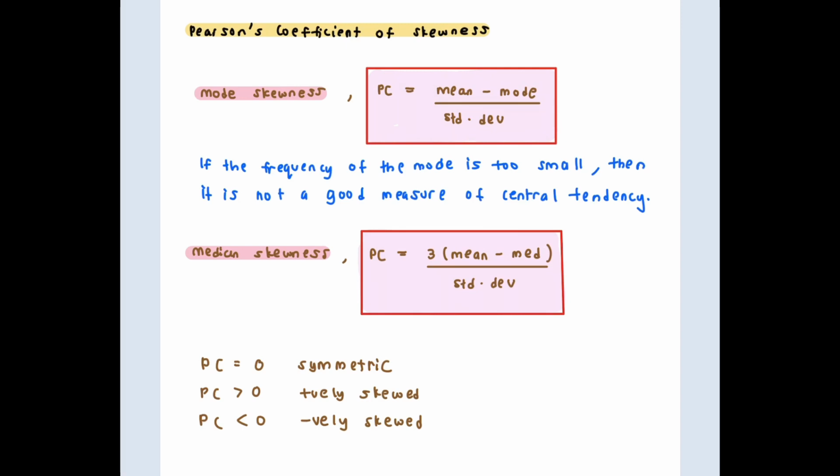Okay, look at these three things. If you calculate the PC and your answer is equal to 0, it means that you are having symmetric data distribution. If you calculate the PC and your answer is positive or more than 0, then you have positively skewed. If you have the PC value less than 0, it is negatively skewed. That's how you conclude based on the PC formula.